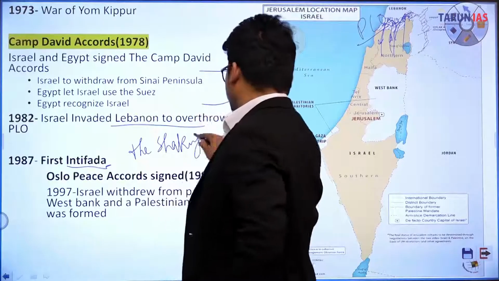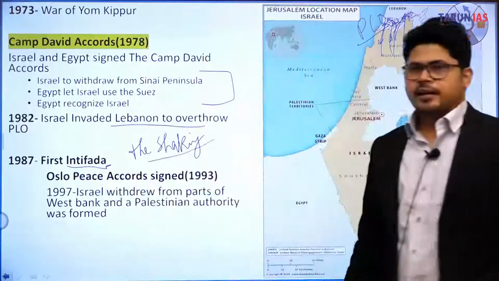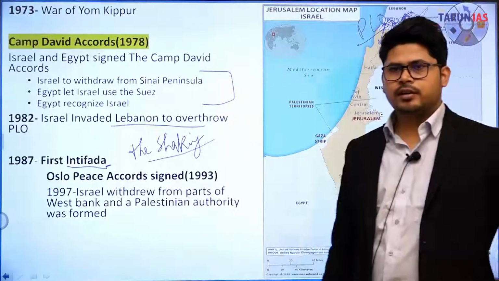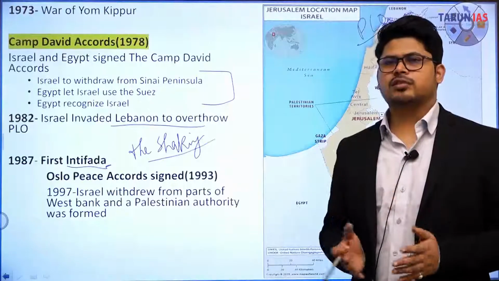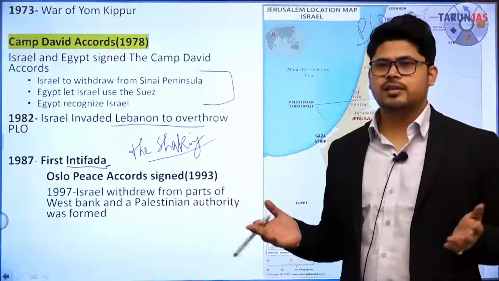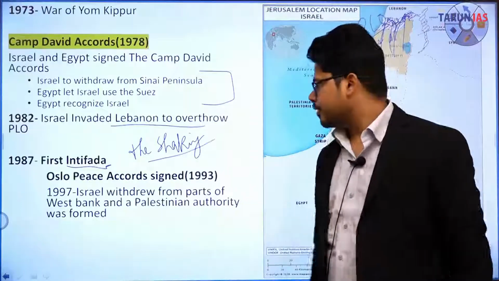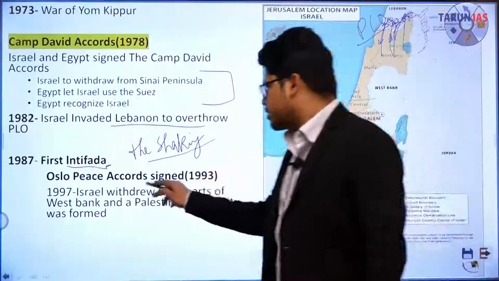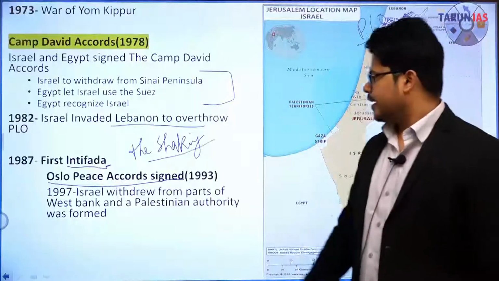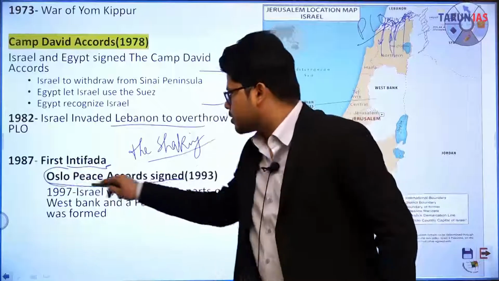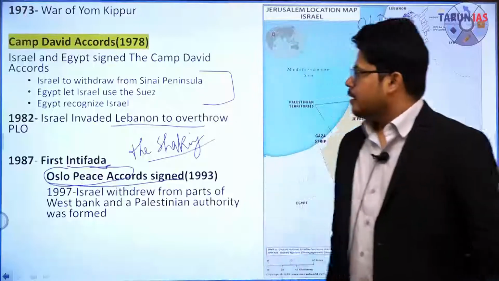ठीक है, द शेकिंग. 1987 में फर्स्ट इंतिफादा. उसके बाद, फर्स्ट इंतिफादा मीन्स there was an outburst of violence. ठीक है, तो Oslo Peace Accords were signed in 1993. Oslo is the capital city of Norway. ठीक है, Oslo Peace Accords के according क्या हुआ?